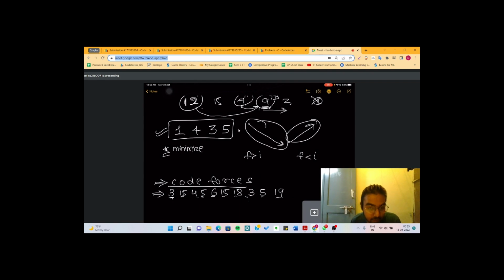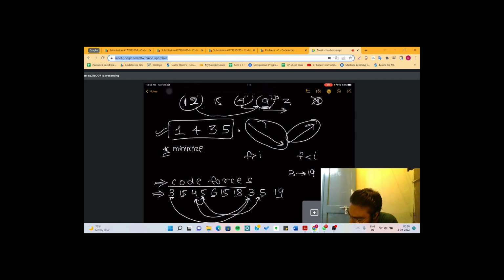So the next nearest to 3 is not 4. We are going from 3 to 19. So next nearest to 3 is a 3. Then from 3 next nearest is 4. From 4 next nearest is 5. From 5 again we have a 5. Okay, next nearest is 5.